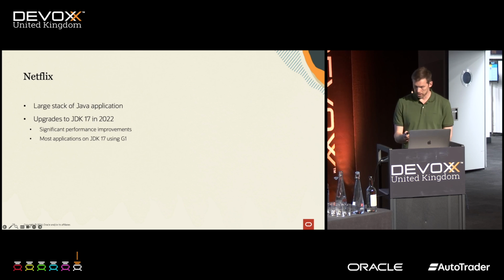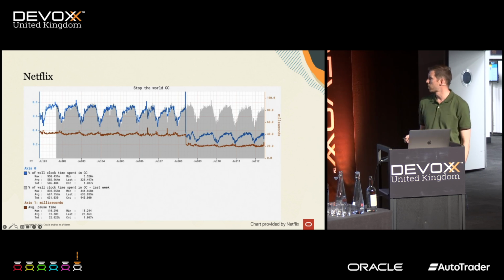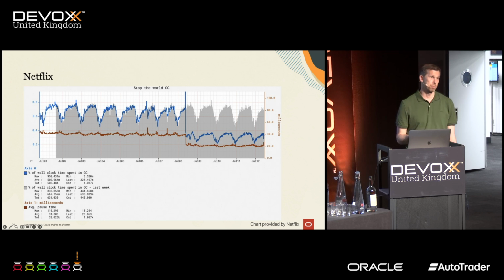And here is a chart provided by Netflix some years ago from the upgrade to JDK 17 using G1 from JDK 8 using G1. The blue line here shows the percentage of wall clock time spent in GC. The gray area is the same metric from last week, to make it easy to compare to last week. The brown line is the average pause time, and it's connected to this axis here. So as we can see, the switch happened somewhere during July 8th, and the pause time drops almost to half.